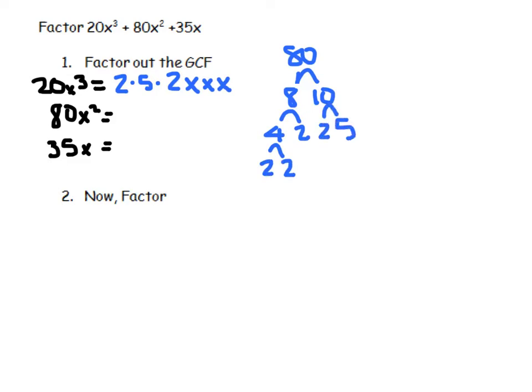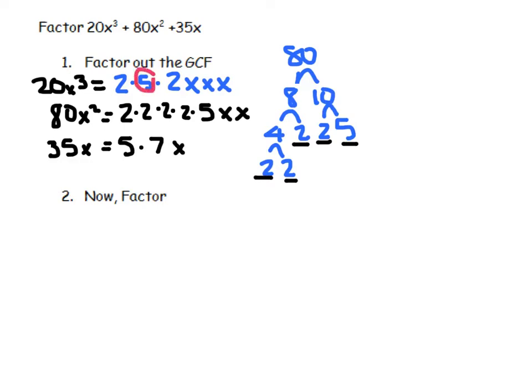So notice these are all my prime numbers, 2, 2, 2, 2, and 5. So 2 times 2 times 2 times 2 times 5, x squared, x. 35, I have 5 times 7 and an x. So what do they all have in common? They have a 5 and an x.